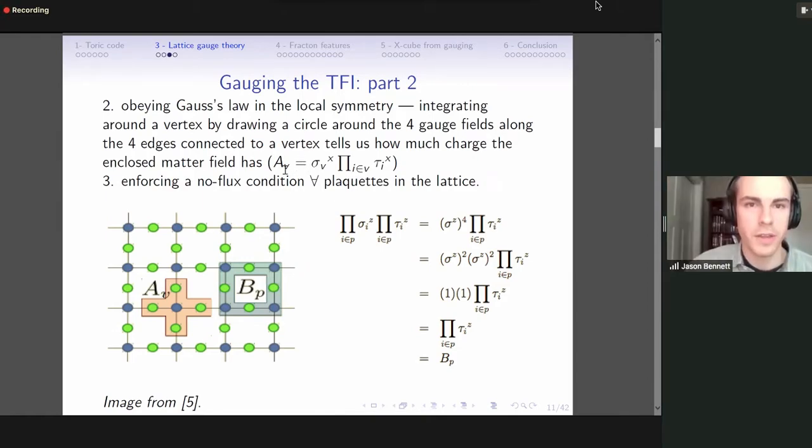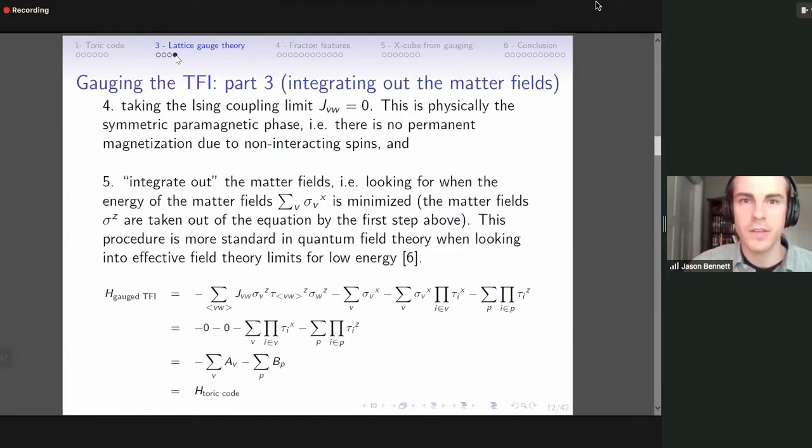And then speaking of field theory, we still have matter fields at the moment, but in the toric code, you realize there weren't any matter fields. So the last step is to do something called integrating out the matter fields, it's kind of standard in quantum field theory when you want to make an effective field theory and look at a particular low energy limit. So what we do in this case, when we want to minimize a particular term that includes the matter field, this term will go to 0. However, this term, this Gauss term or local symmetry term, this will in effect go to 1, and this will stay.